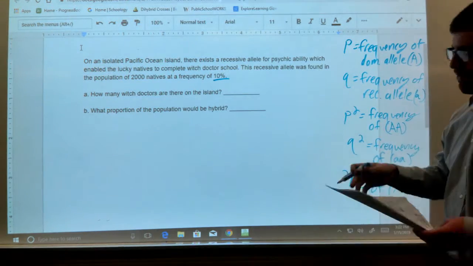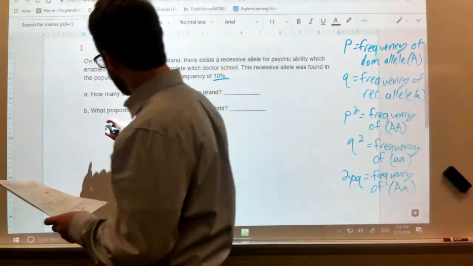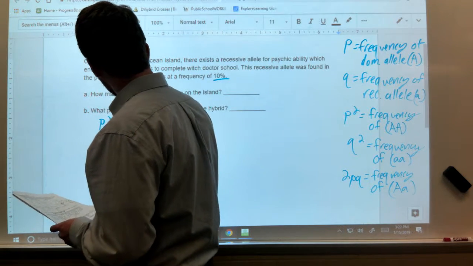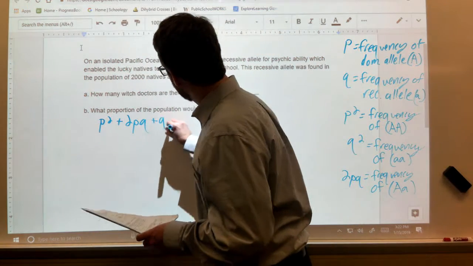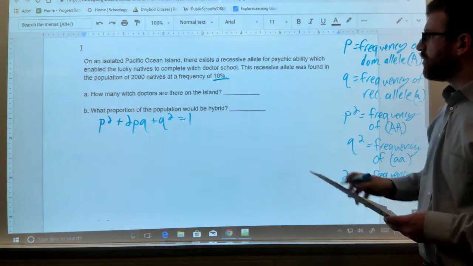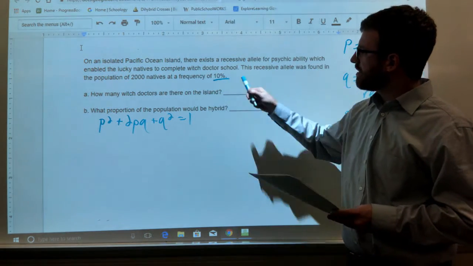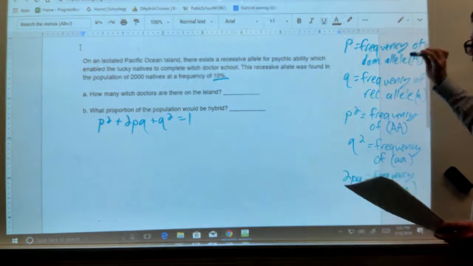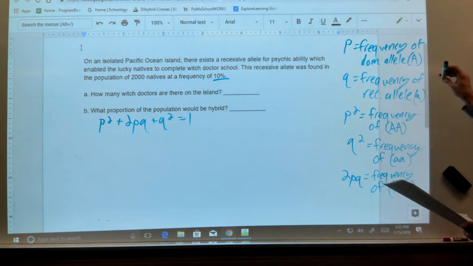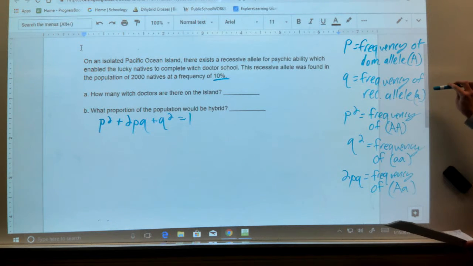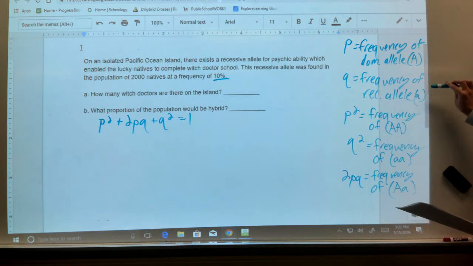So we have the Hardy-Weinberg equation, and actually let me write that here. The Hardy-Weinberg equation is p squared plus 2pq plus q squared, and that is always going to be equal to 1. So we need to see where 0.1 fits. I wrote them all up here: p is the frequency of the dominant allele, q is the frequency of the recessive allele. And these will always be different than these values.